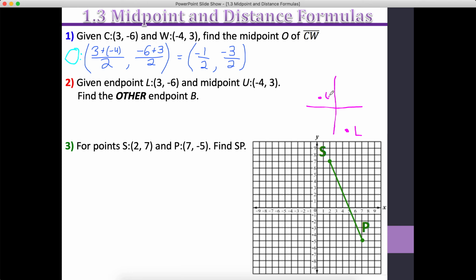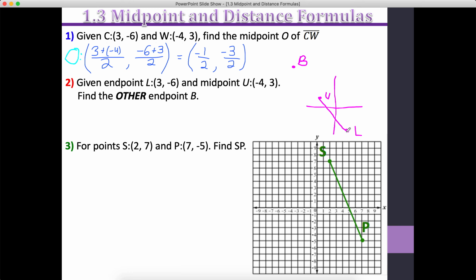Then here's U. So if I had to approximate where B would be, given that U is actually the midpoint, that tells me that LU is only half the segment. So if I had to guess where B is, I'd essentially be doubling the segment along the same line. So maybe that means B is up here somewhere.